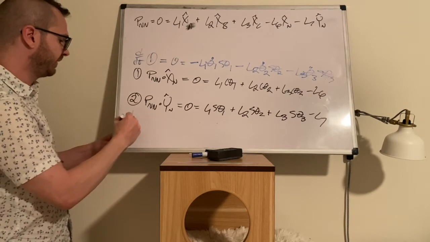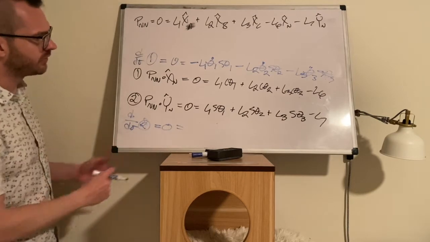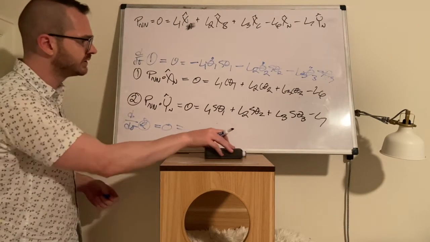How about d/dt of the second? So this is still equal to 0. Don't forget the 0. 0 is important. It's an equation, not an expression.